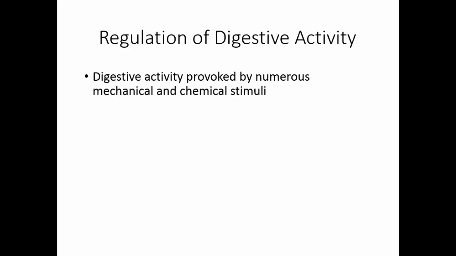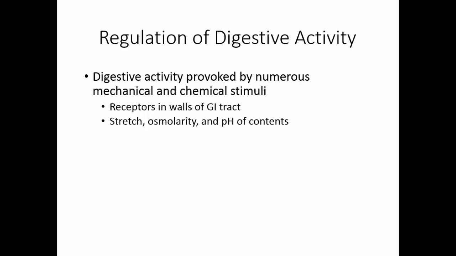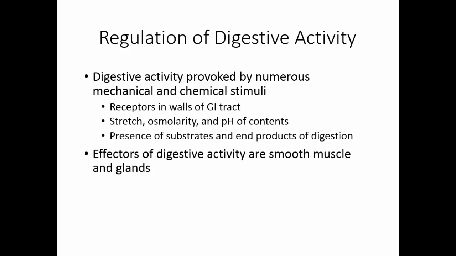Digestive activity is provoked by a number of mechanical and chemical stimuli. The receptors are located in the walls of the GI tract. These receptors are for stretch, osmolarity, and pH of the contents of the lumen of the intestine. The presence of substrates or the presence of end products of digestion will also stimulate the chemoreceptors. Effectors of digestive activity are the smooth muscle of the muscularis and the glands that are located in the submucosa. Also, the accessory glands can be affected.